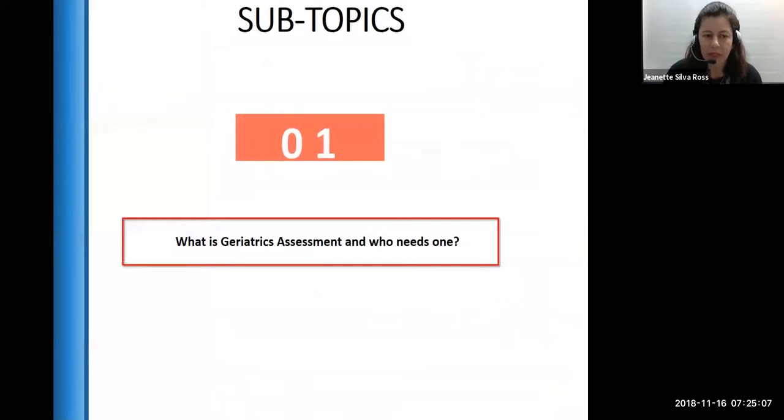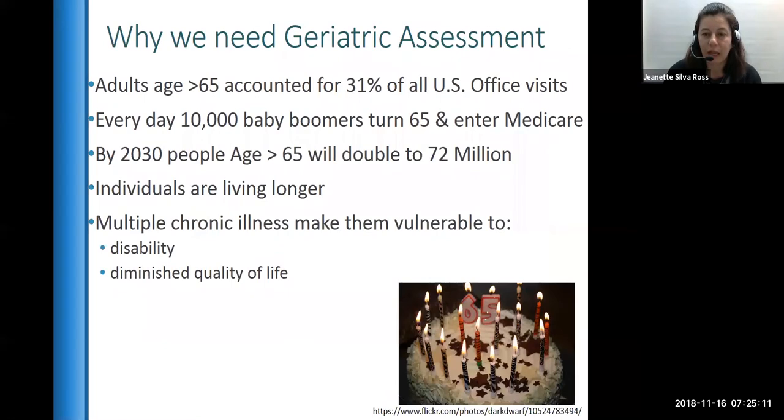So the first one is, what is geriatric assessment and who needs one? The number of people who are older is increasing significantly as the baby boomers are getting older and people are living longer. So now we have more people living with multiple chronic illnesses, and they are more vulnerable to being disabled and having a diminished quality of life.